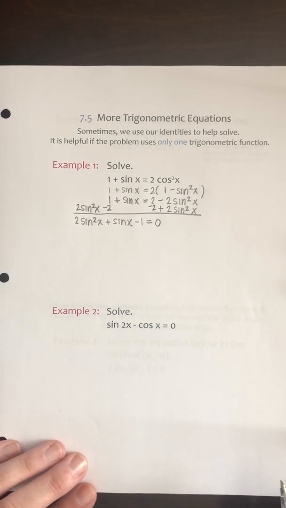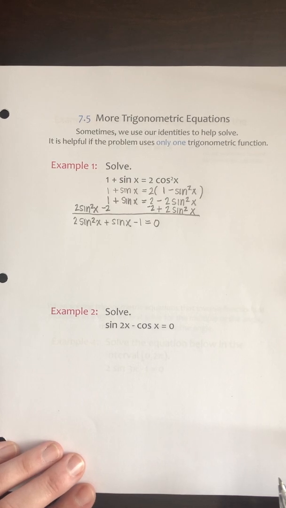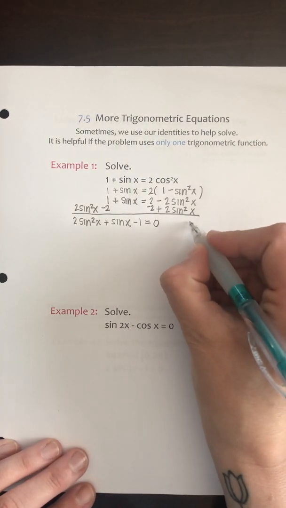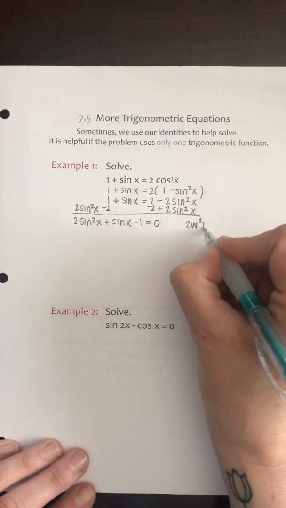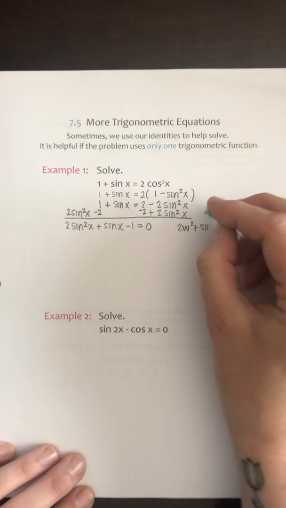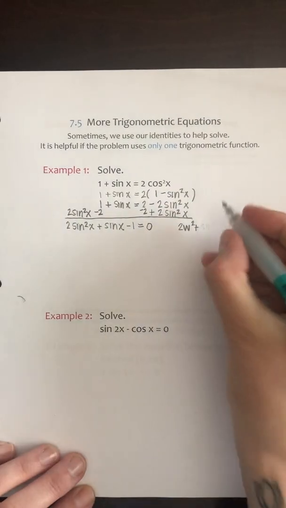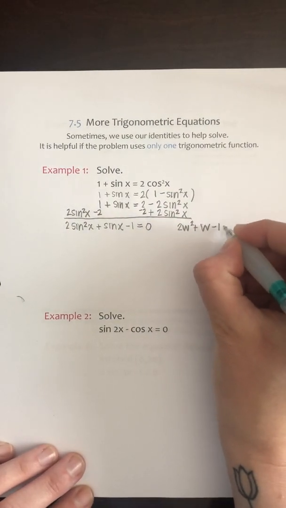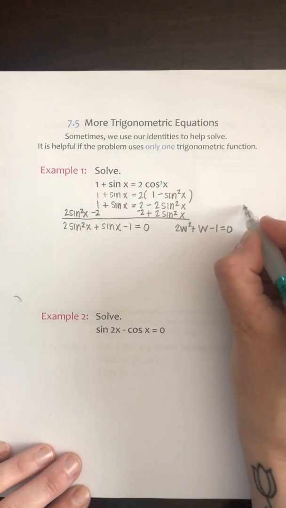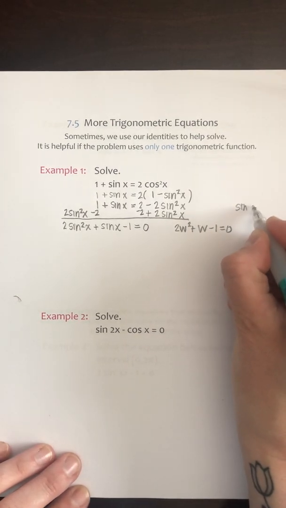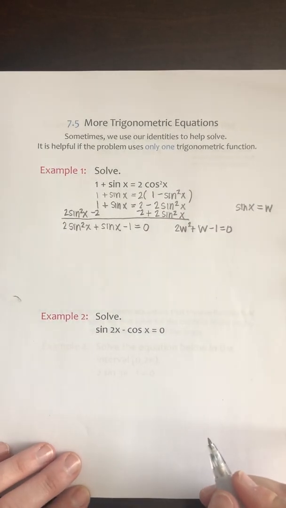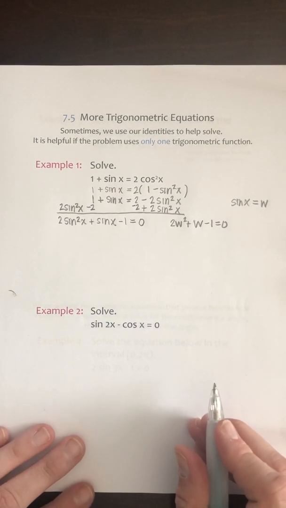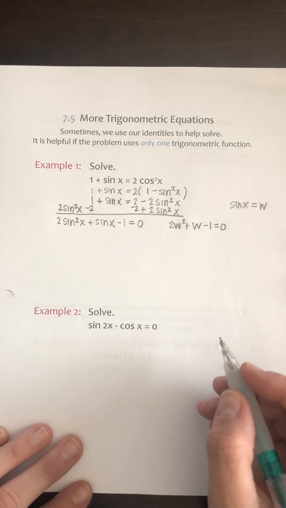So remember I showed you guys yesterday that sometimes we have to factor. Looks like we're going to have to factor this. Now some of you might prefer to look at this problem for just a moment as, let's say, 2w squared plus w minus 1 equals 0. Again, all I did right there was in place of sine x, I changed it to w, because that might help you be able to see that you need to do a sum and product chart.